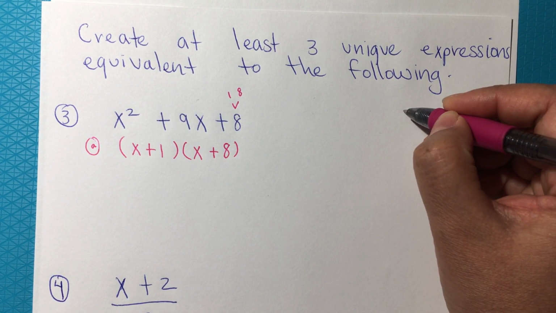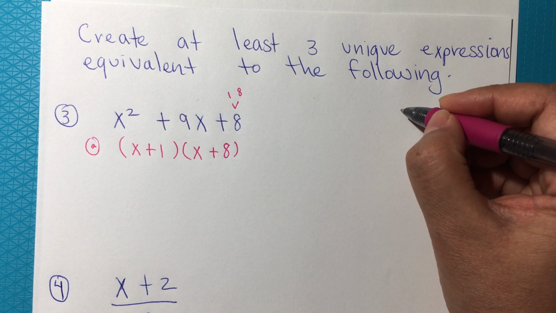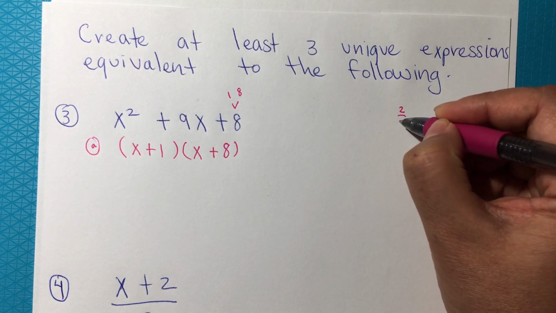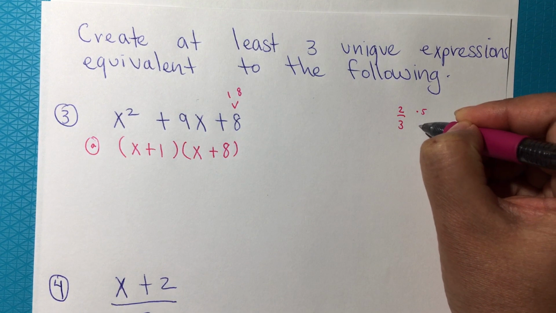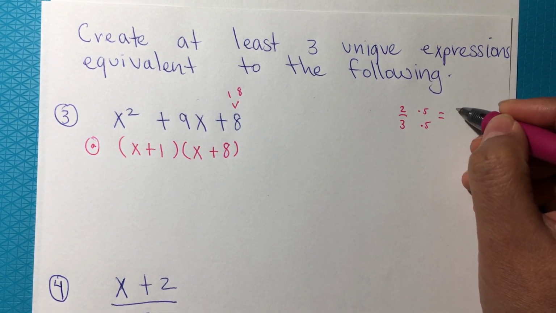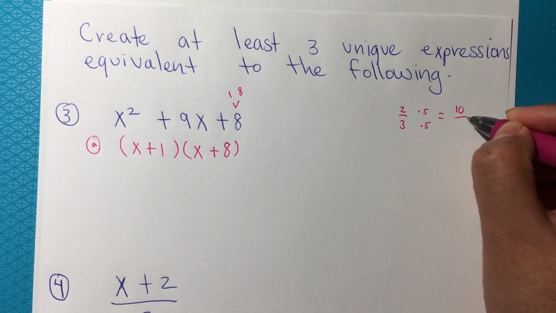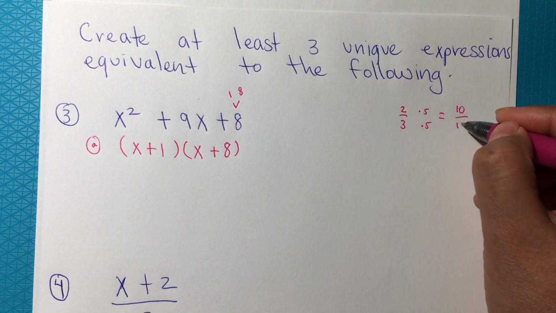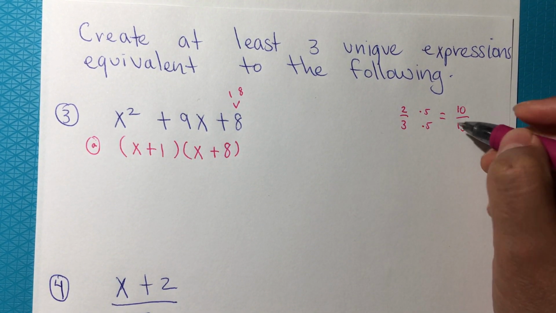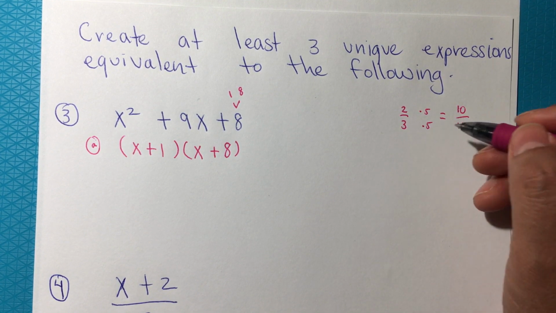Whenever you have a number or even a fraction, for example 2/3, if you multiply by 5 over 5, you're not changing the fraction. 5 times 2 is 10, 3 times 5 is 15. 10/15 is exactly the same as 2/3.